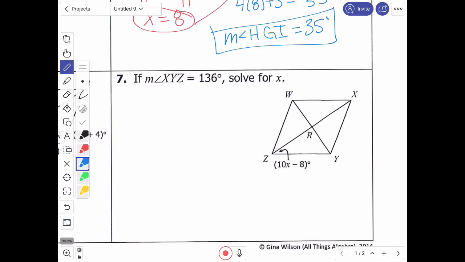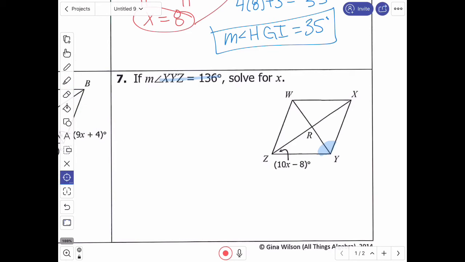So in 7, we're given an angle measure. Angle XYZ is 36 degrees. So XYZ would be this entire angle down here. Now, when you're thinking about parallelograms, not just rhombuses in general, I said it wrong, rhombi share all the same properties as parallelograms.